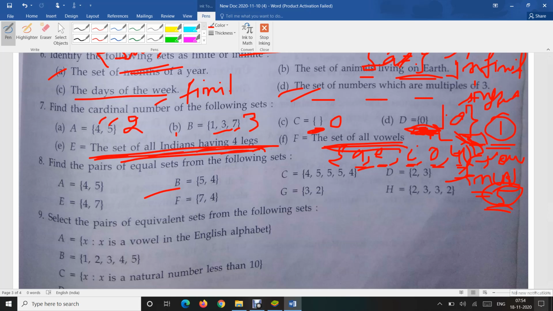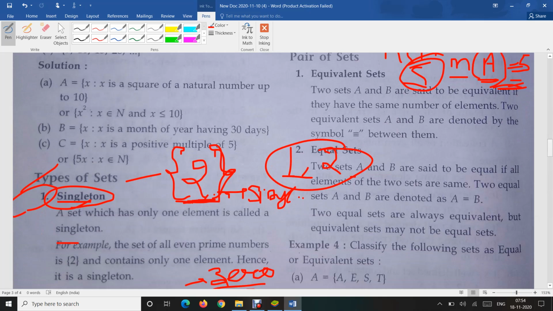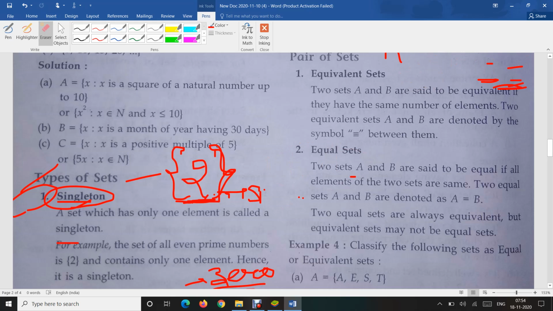Now the next topic is equal set and equivalent set, which are pairs of sets. So what are pairs of sets? They are of 2 types. First one is equivalent and second one is equal set. So what are equivalent sets? Sets which have the same number of elements are called equivalent sets, and equal sets are those which have the same elements.